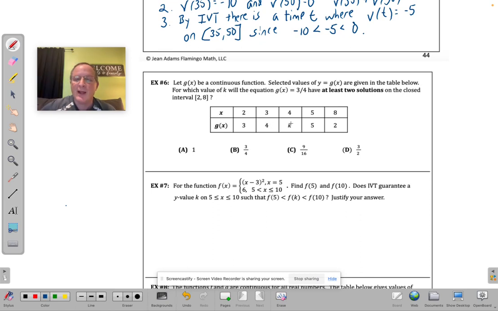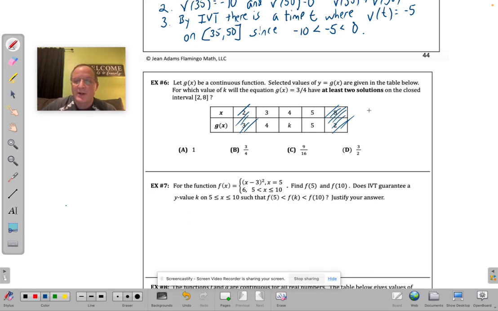If you're traveling along here, here's where the action is. I'm not too concerned about that, not too concerned about that. I'm really concerned right here. As I'm traveling from x equals 3 to x equals 5, we've gone from 4 to 5. So the only way the intermediate value theorem is going to come in and have 3/4 have at least two solutions is if this value of k dips below 3/4.